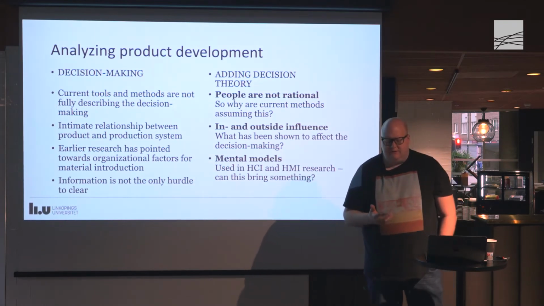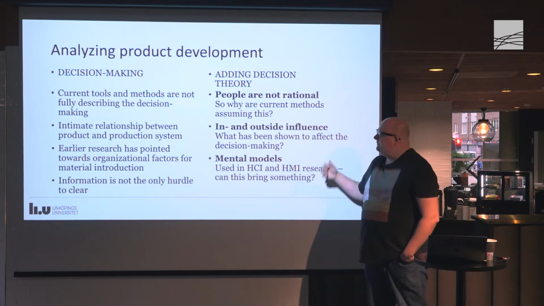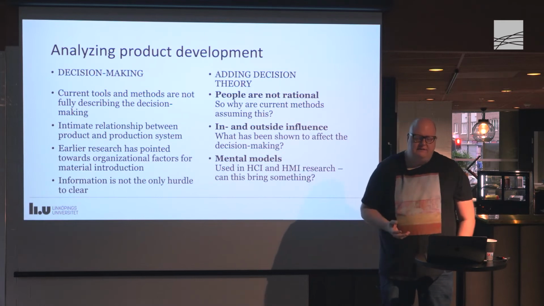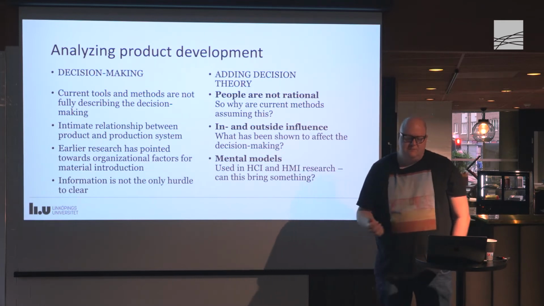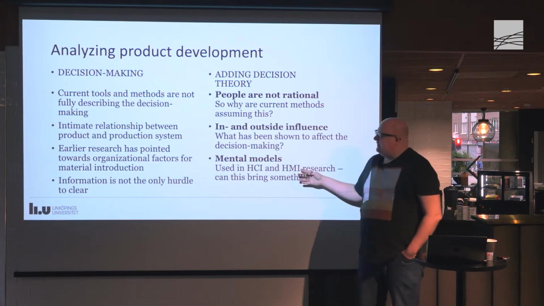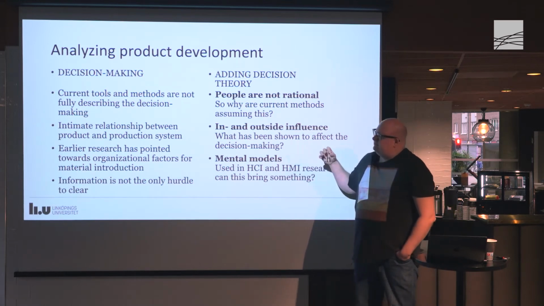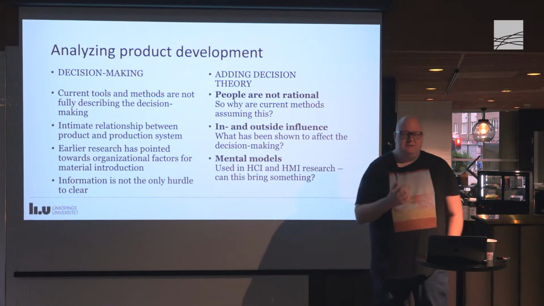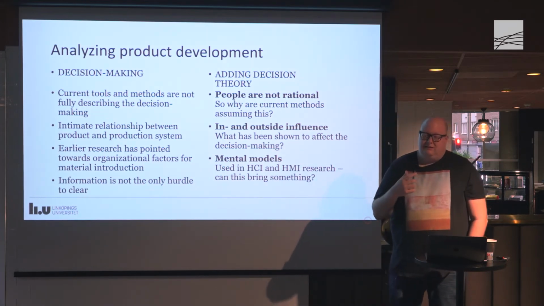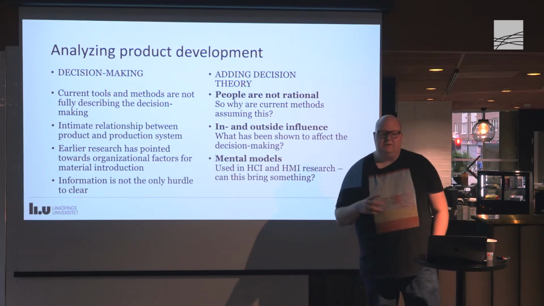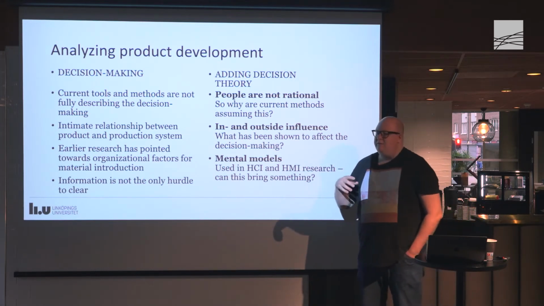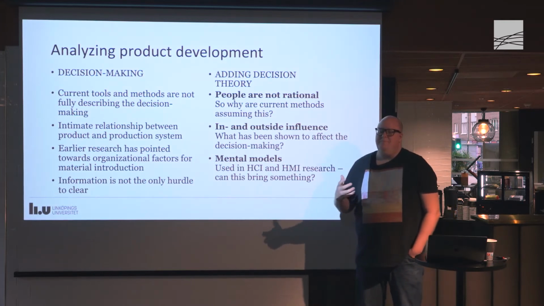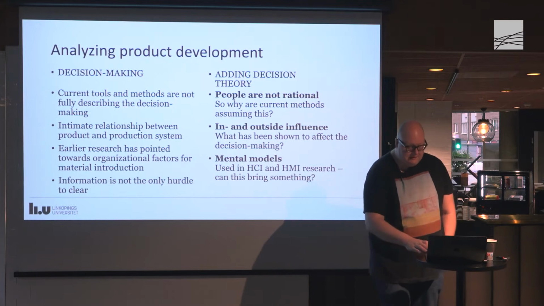Also, decision theory talks a lot about inside and outside influence. There are ideas of what can affect decision making that haven't really been involved in this before. And decision theory and psychology talk a bit about mental models. In HCI or HMI, it has been included. They talk a little bit about mental models for understanding a user interface. But can this bring something if we look at mental models of materials?